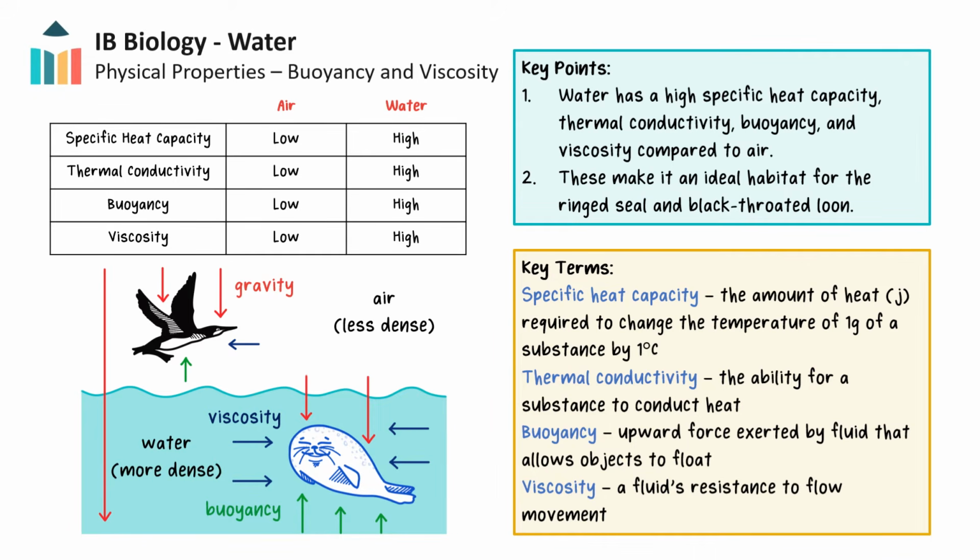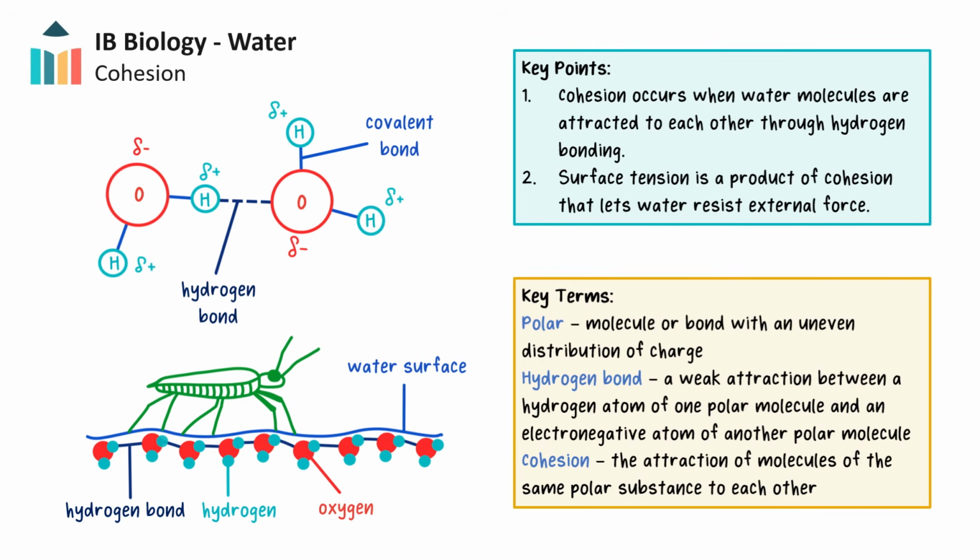When the loon uses its webbed feet to swim, it uses the same viscosity to its advantage. Relative to other liquids, however, water has a low viscosity, which means significant energy is not needed for organisms to move through water.